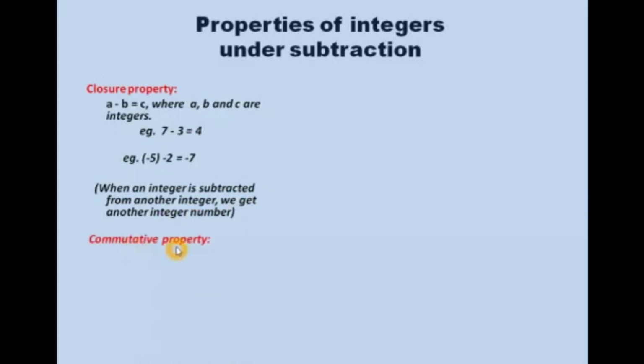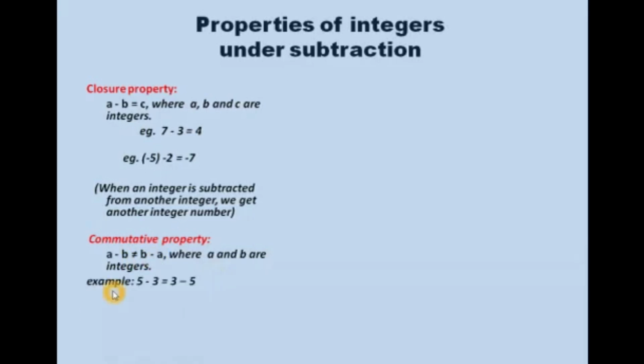Next is commutative property. A minus B cannot be equal to B minus A, where A and B are integers, which means when an integer number subtracts another integer number, the value cannot be equal to when the same integers are subtracted when the order of the integers are interchanged.